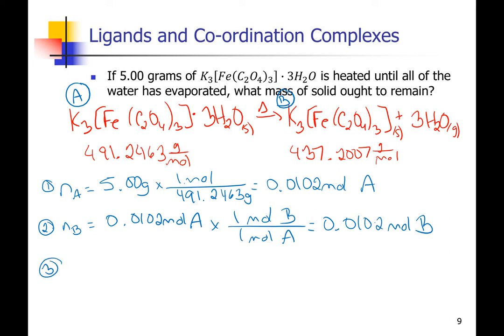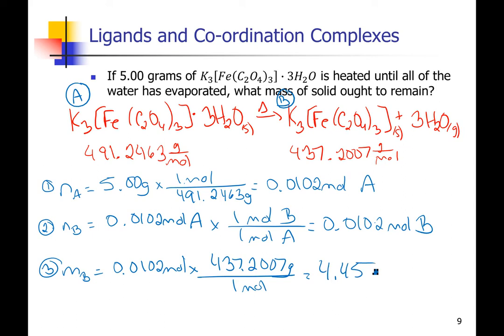And then if I want to determine how many grams I should be getting out of the oven, then I take that number of moles and I multiply it by the molar mass of the dehydrated salt. So my mass of dehydrated salt will be equal to 0.0102 moles times 437.2007 grams per mole, which is 4.45 grams. And you will be doing this calculation as part of that lab in Chem 2000.